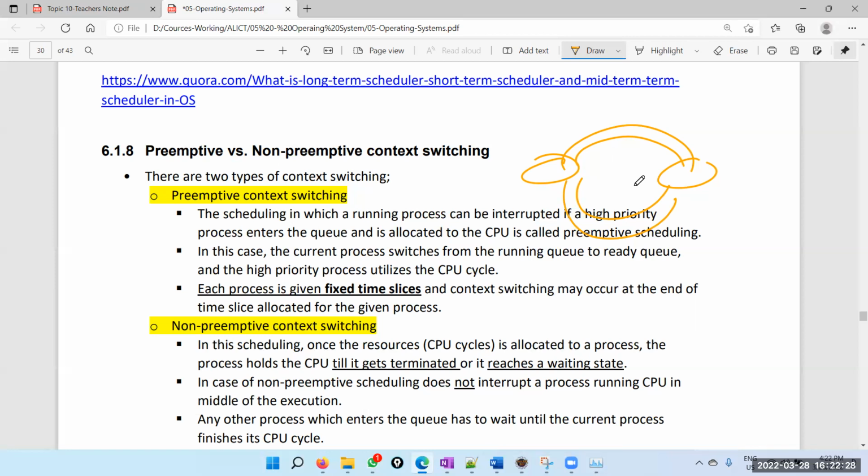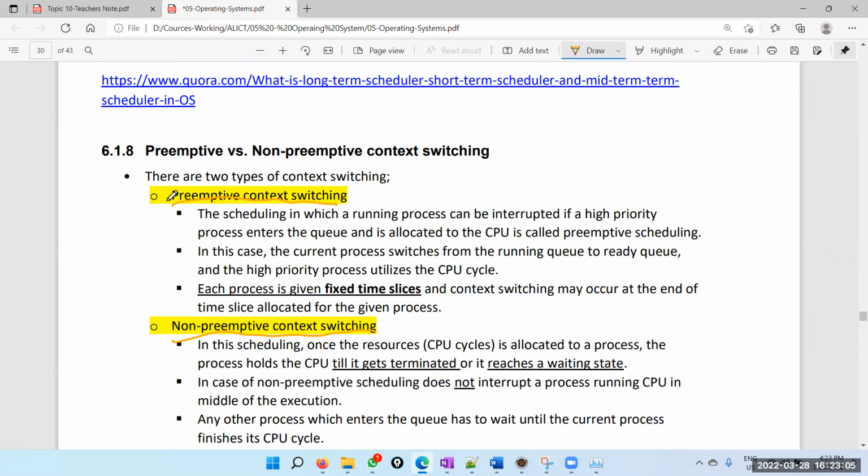But this can be done in two different ways. So what does this mean? Putting a process to running and taking it back to the ready state. There are two ways, or two mechanisms, or two strategies we can use. We call them preemptive context switching and non-preemptive context switching. This is very important. It's extremely important for your exam.